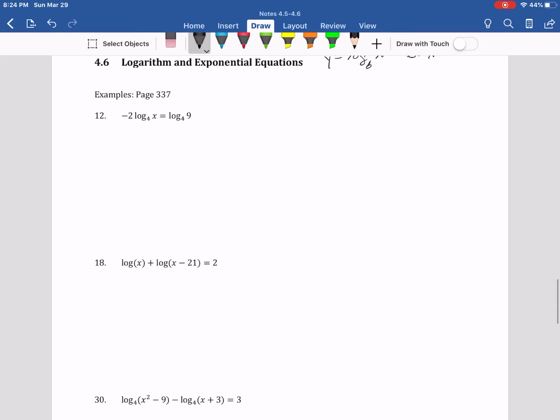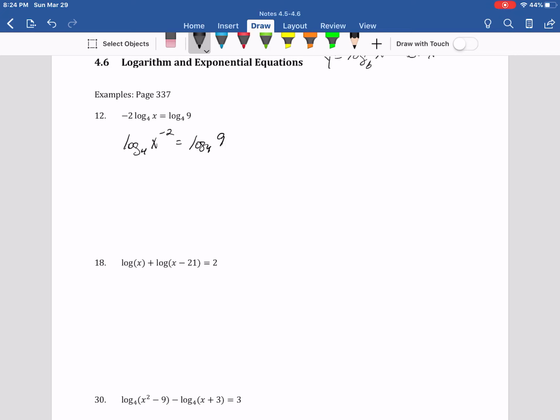So for example 12, we're going to solve this logarithmic equation. The goal is to get the logs by themselves on either side. I need to have a logarithm that does not have any constants in front of it or that's added to any pieces. I need a log of something equal to the log of something. And once I have that format, my logs drop off.